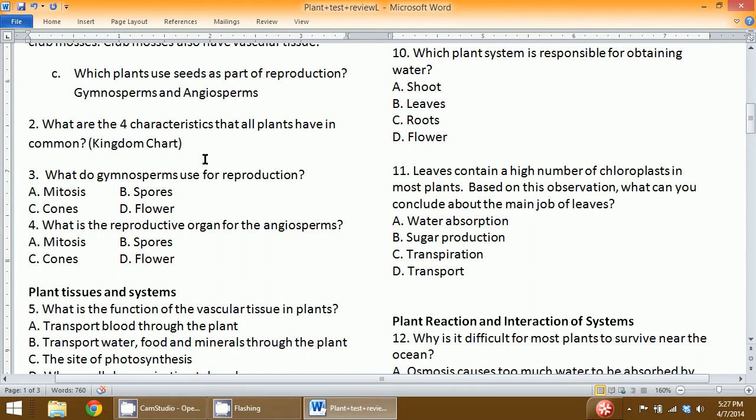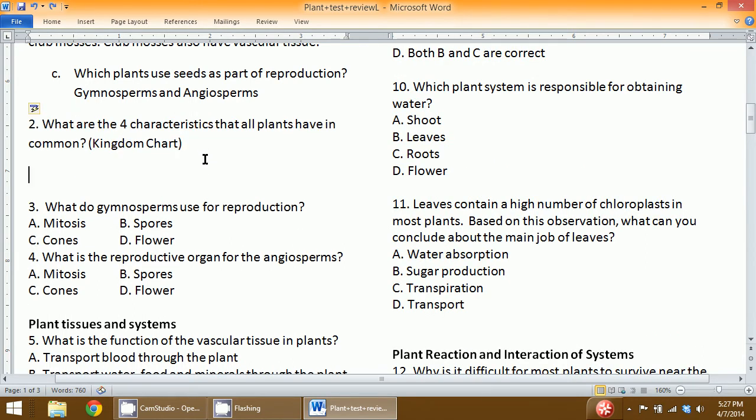Alright, so four characteristics that all plants have in common. There's, of course, many more characteristics than just four. There's four we talked about in class, though. Multicellularness is a big one simply because there's so many types of algae that kind of look like plants. They're pretty much the only things that really look like plants.